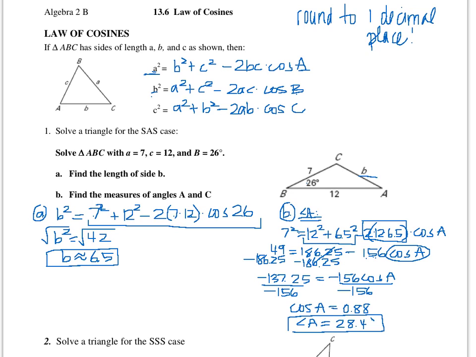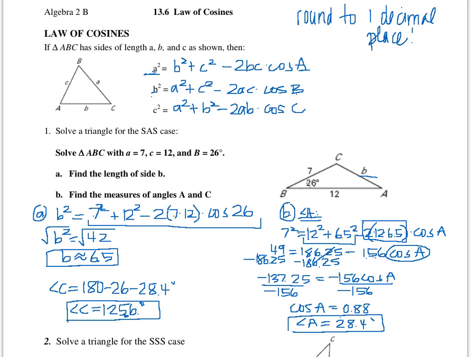Now, I have no desire to do that process again to find angle C. And the truth is, I don't have to. I now know two angles. So in order to find angle C, all I have to do is 180 minus the 26 that was originally given, minus the 28.4 that I just found. And what I get is that angle C is 125.6 degrees.